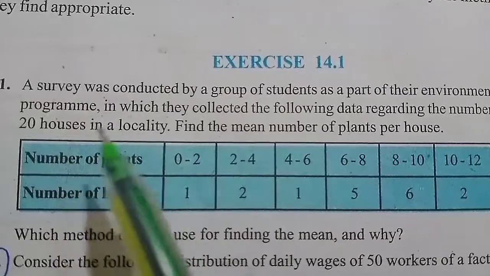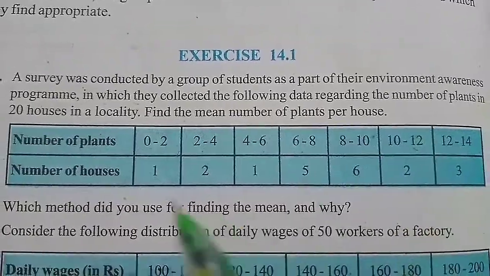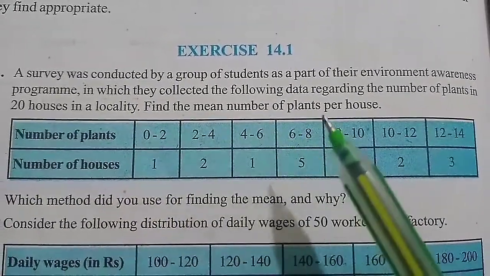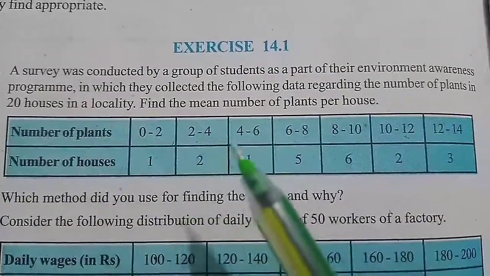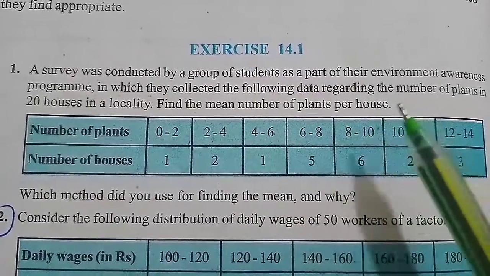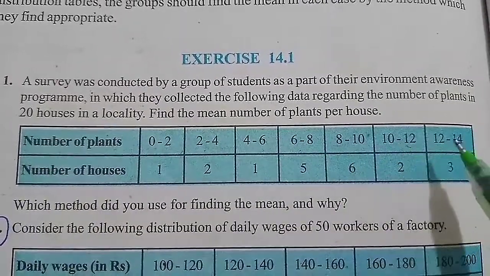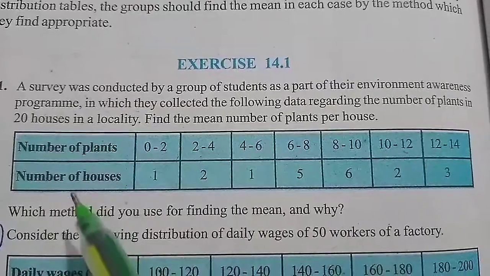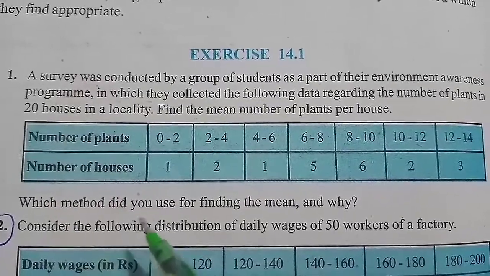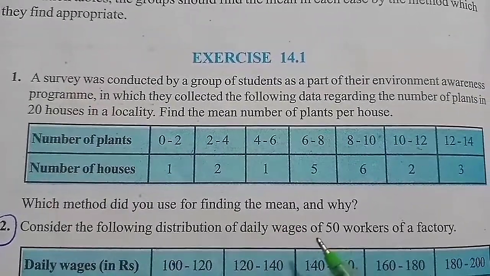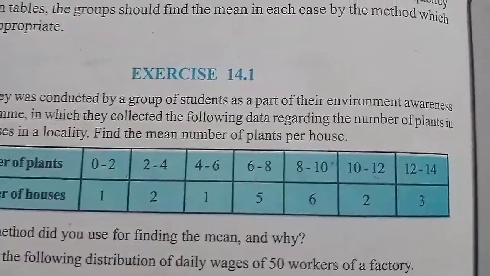Question is like this. A survey was conducted by a group of students as part of their environment awareness program, in which they collected the following data regarding the number of plants in 20 houses in a locality. Find the mean number of plants per house. So this is the data. You can see number of plants is nothing but class intervals. You can see the groups, these are called class intervals. And number of houses is nothing but frequency. He also asked which method did you use for finding the mean and why. Now let us take these two rows into columns and continue with the suitable method.